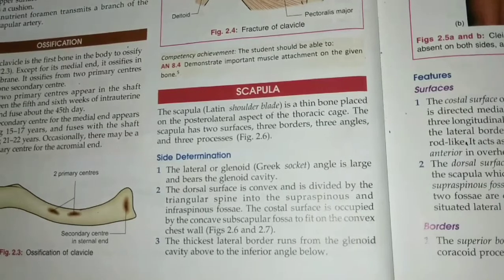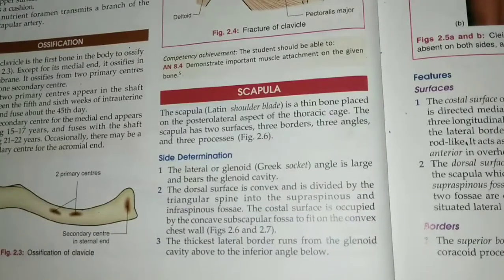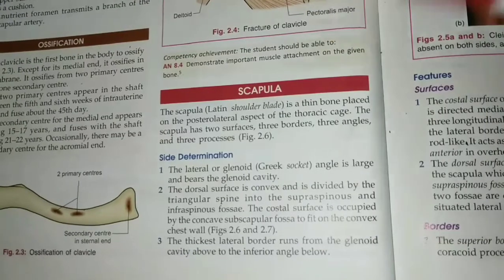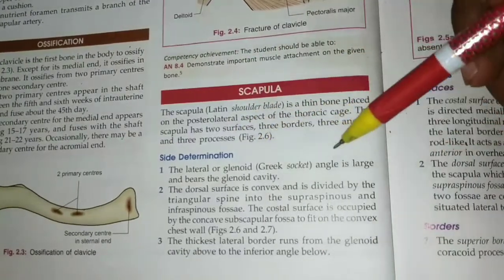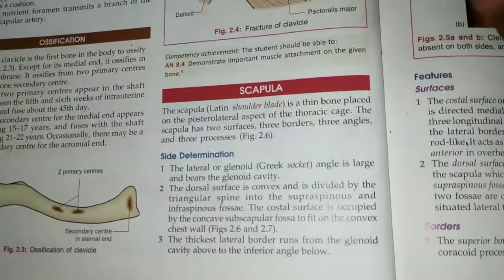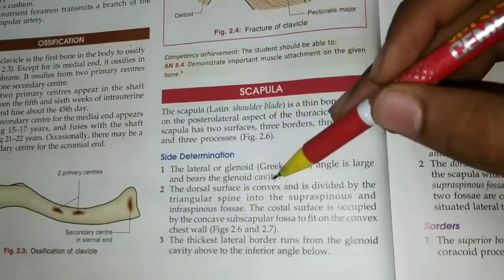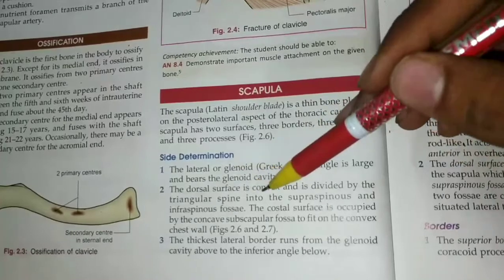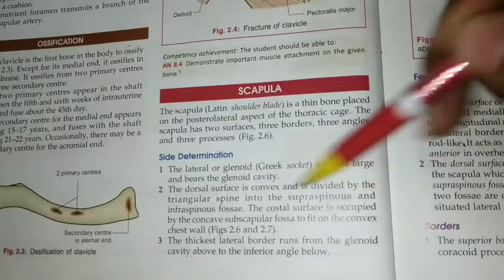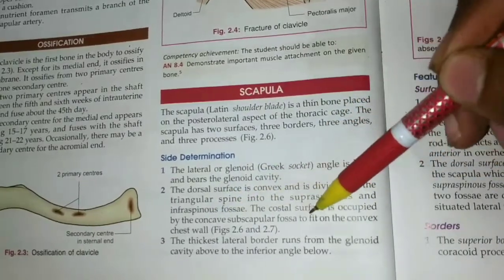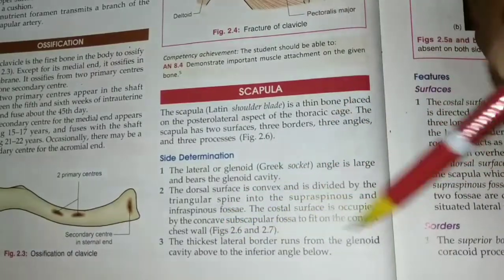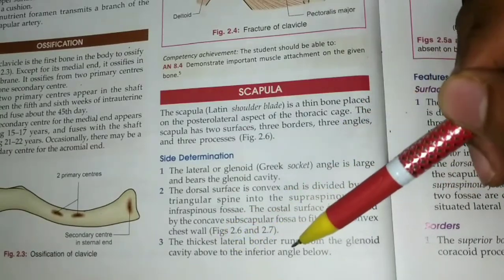Now coming to the side determination of the scapula. How to hold the scapula in the anatomical position is very important. The lateral or the glenoidal angle is the largest and bears the glenoid cavity, so the glenoid cavity should be placed laterally. The dorsal surface is convex and is divided by the triangular spine into the supraspinous and the infraspinous fossa. The costal surface is occupied by the concave subscapular fossa to fit the convex chest wall. The thickest lateral border runs from the glenoid cavity above to the inferior angle below.